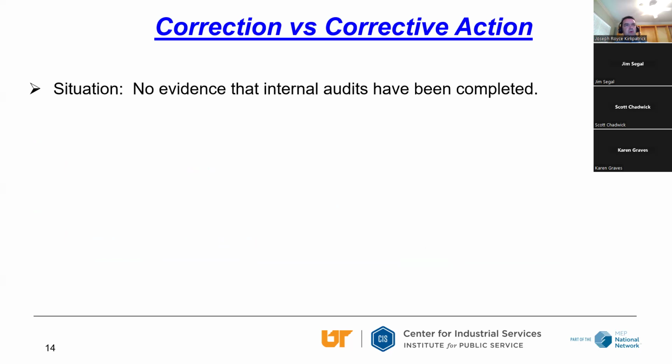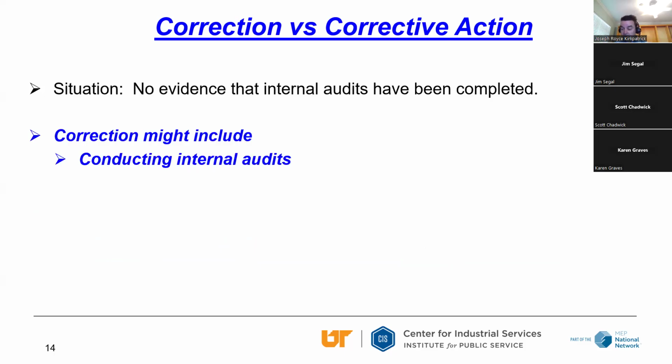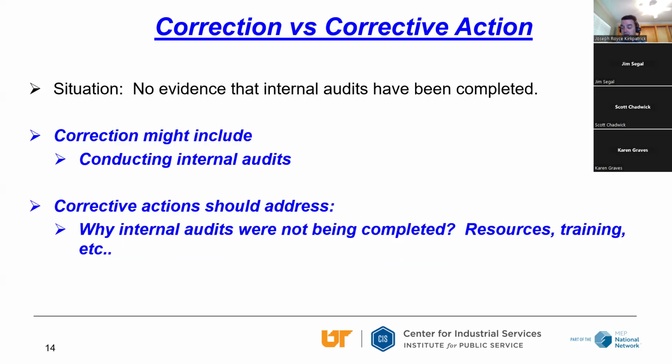Another example, no internal audits have been completed. Simple correction, we're going to complete the internal audits. Corrective actions need to address why they were not being completed. Was this a resource issue? Was this a top management supporting the quality management system issue? Was this a training issue? Whatever the issue, we determine it needs to be addressed with the corrective actions.